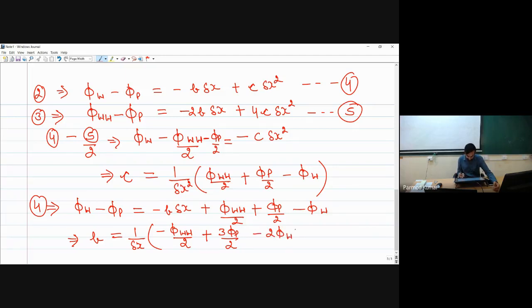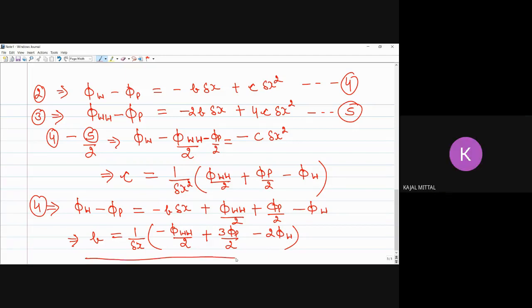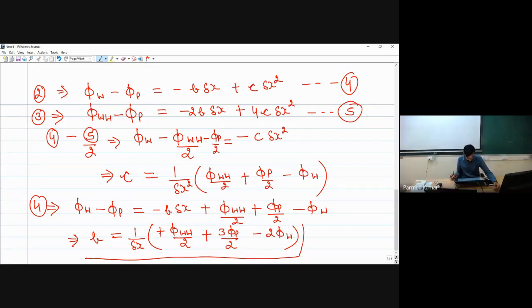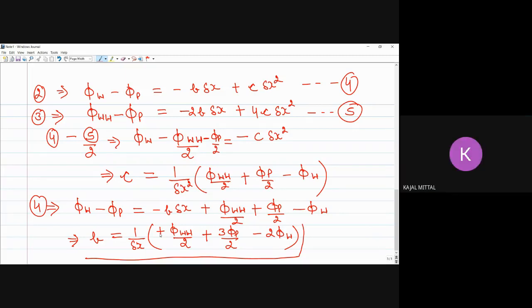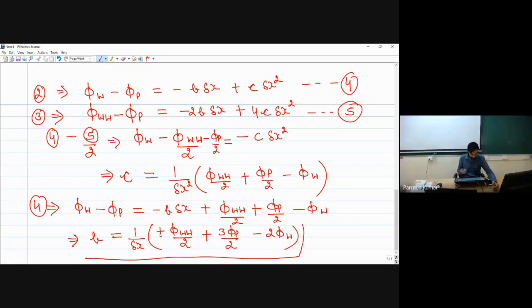Have I written correctly? So phi WW by 2 should be positive. Yes, sir, phi WW by 2 should be positive. Yes, correct. Anything else? Other coefficients, have I written correctly or wrong? Yes, sir, it's correct. Okay.